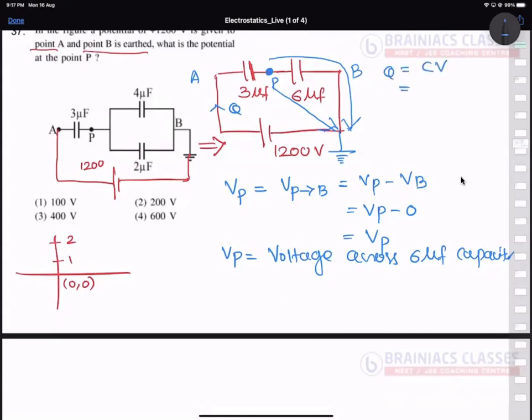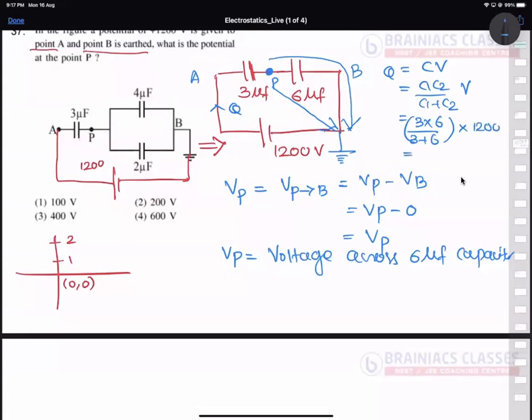Q is equal to CV. Now C: there are two capacitances here, 3 microfarad and 6 microfarad. It is in what connection? Series connection. So how do we find the equivalent? C1 C2 divided by C1 plus C2 for the series connection, into the voltage V. C1 C2: 3 into 6 divided by 3 plus 6 microfarad. Numerator multiplication, denominator addition. So we'll multiply by the voltage. Voltage is how much? 1200.